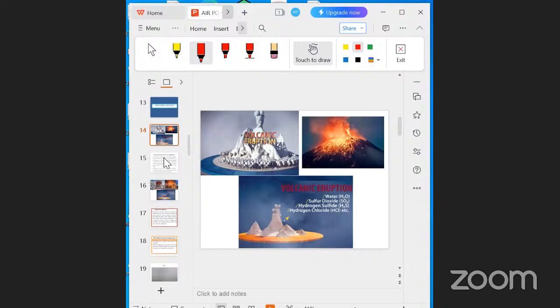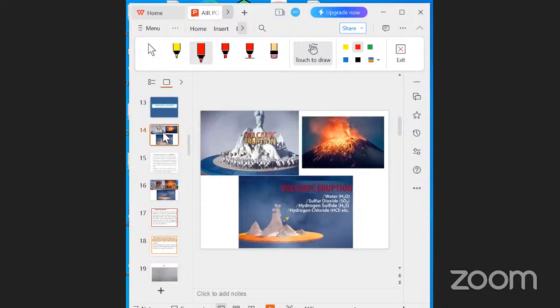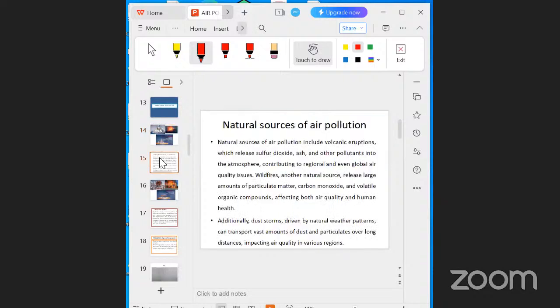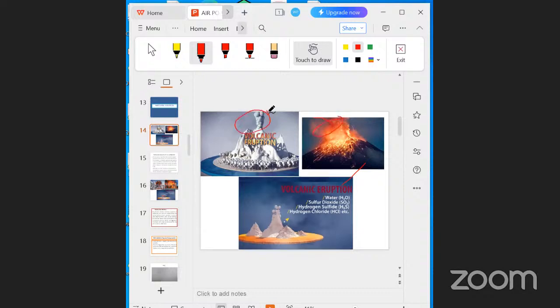So natural forest fire and these volcanic eruptions introduce, what is that? Smoke, the smoke, right? And also ash and other suspended particles into the air. It is going to the air or atmosphere, right? So these are several natural pollutants that pollute air, right?